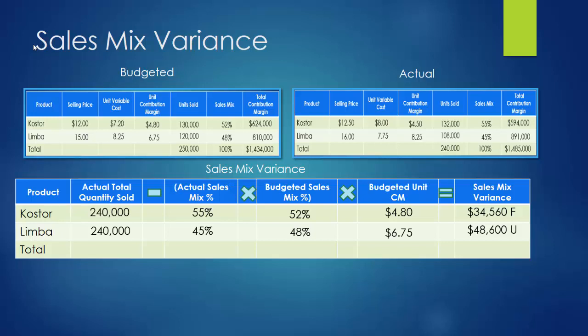And again, why is it unfavorable? Because Limba constituted a lower percentage of our sales mix than we budgeted for. So in total, that's going to be a $14,040 unfavorable variance, the difference between these two numbers, and it's unfavorable because the unfavorable variance for the Limba is greater than the favorable variance for the CostStore. What does this all mean?